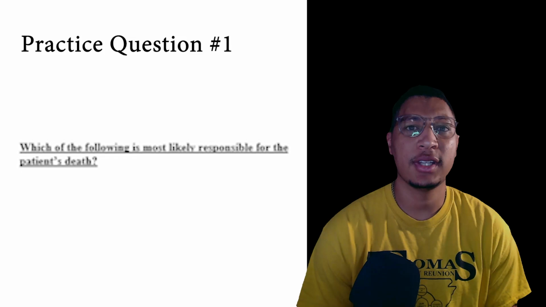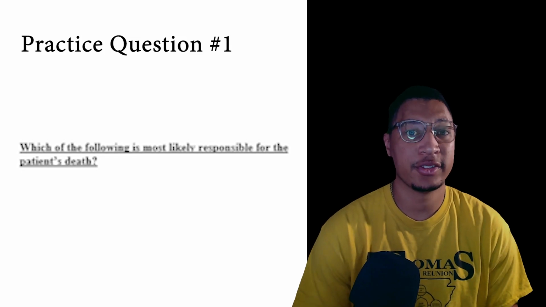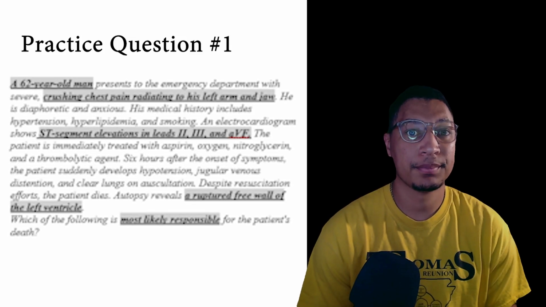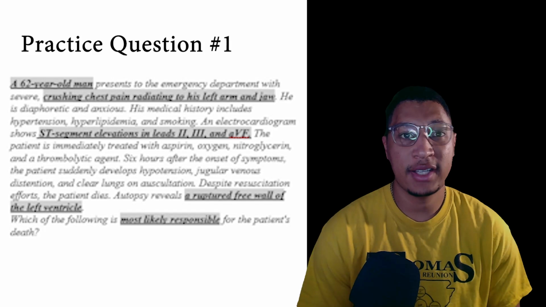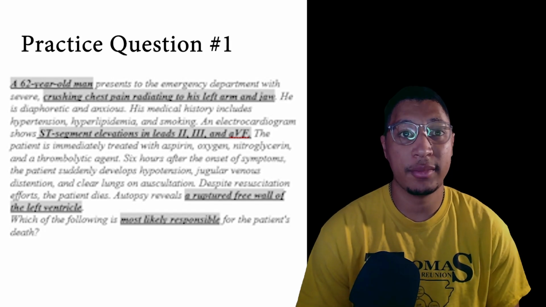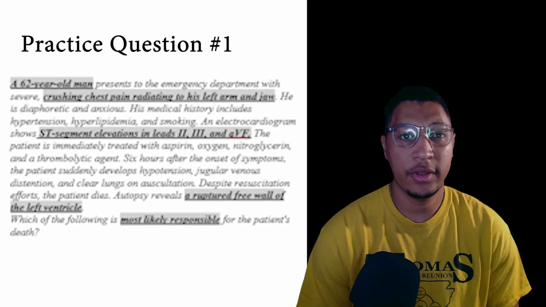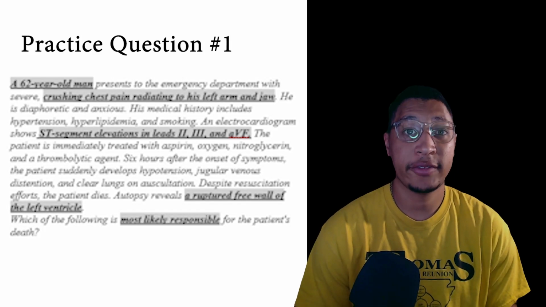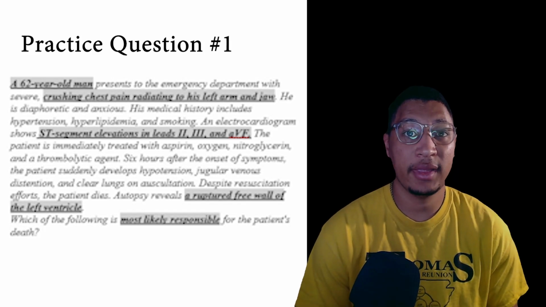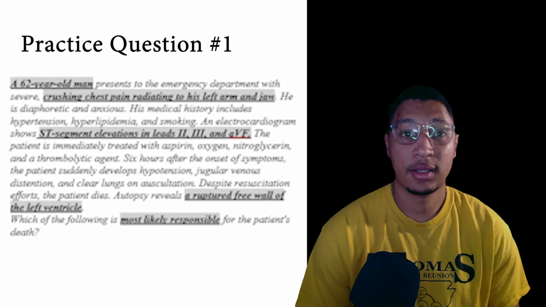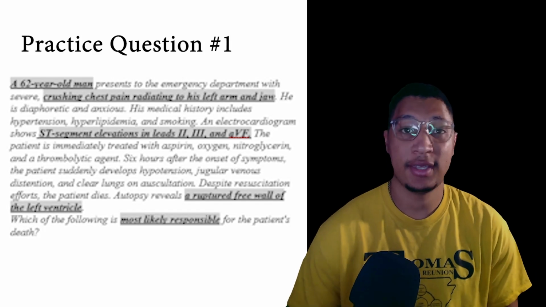So let's revisit the passage and highlight the pertinent information, right? So we have a 62-year-old man. He has crushing chest pain radiating to his left arm and jaw. There's ST segment elevation in leads 2, 3, and aVF. Autopsy reveals a ruptured free wall of the left ventricle, and we want the most likely responsible thing.